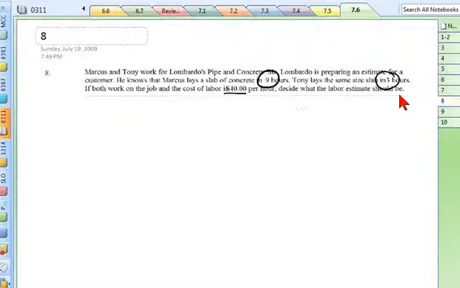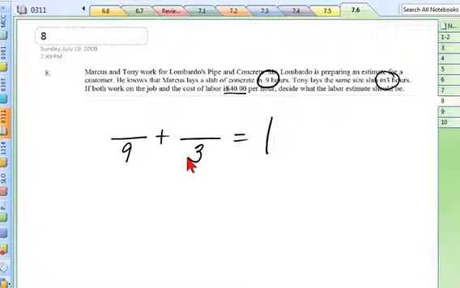Okay, now there's a little extra in this question. First, I'm going to need to figure out how many hours they're going to work so that then I can figure out the cost. So, there's Marcus, there's Tony, and they get a job done. What is Marcus's denominator? It is 9. And Tony's denominator is 3. How long will it take them if they work together? Well, that's exactly what I need to know. So that will be X.